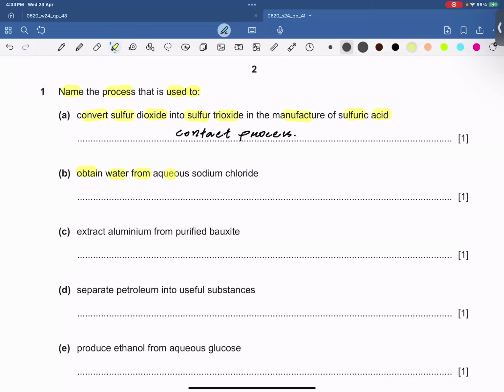Obtain water from aqueous sodium chloride. Obviously, sodium chloride is a solid and you are getting water from it. Obviously, distillation can be used. Extract aluminum from purified bauxite. That's called electrolysis.